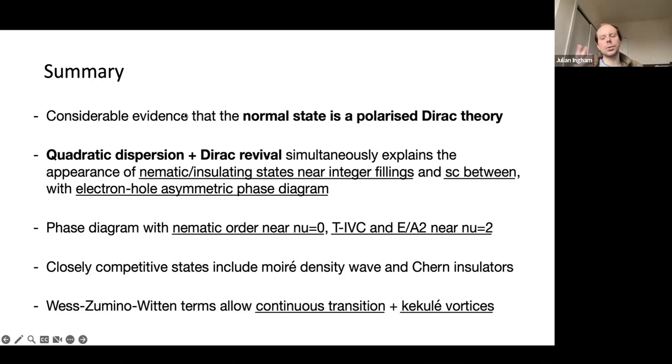And since the resets, the revivals, this parent state that produces this effect is asymmetric between electron and hole doping and varies with twist angle, we naturally get an electron-hole asymmetric phase diagram. The phase diagram naturally gets nematic order near charge neutrality, as well as TIVC and A2/E superconductivity near nu=2. We have closely competitive states that involve density waves and Chern insulators, and we're allowed certain Wess-Zumino-Witten terms that will permit both a continuous transition between the insulators and superconductors and interesting vortices in the superconducting state. So that's the talk, and thank you for your attention.